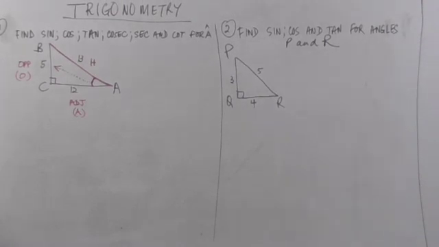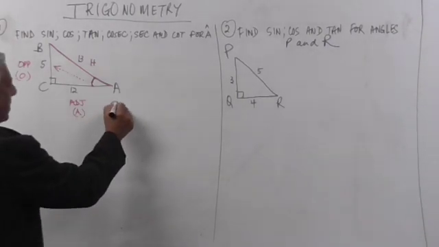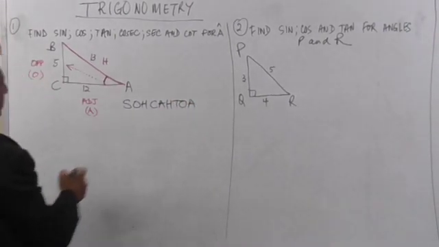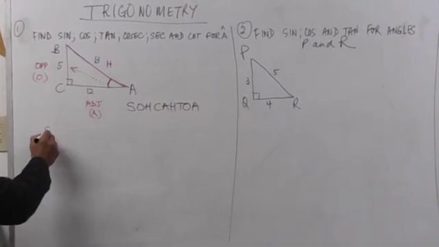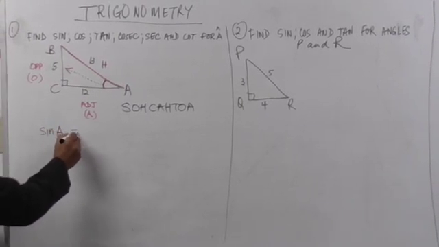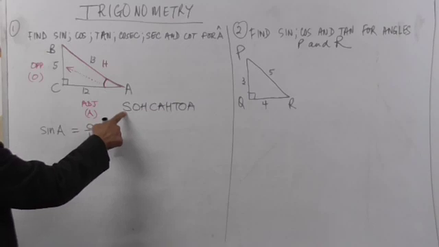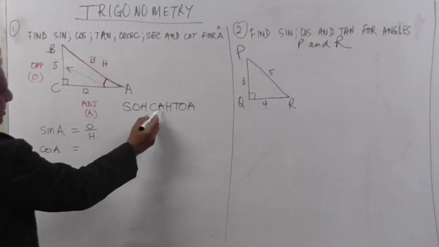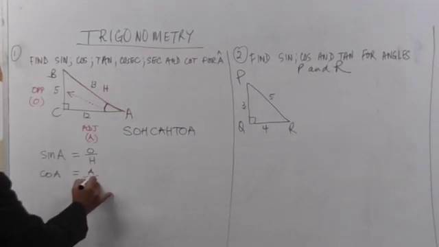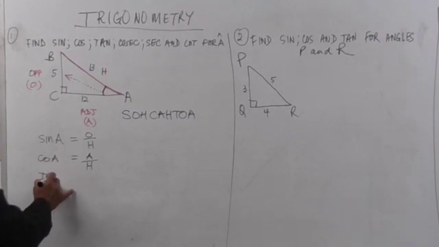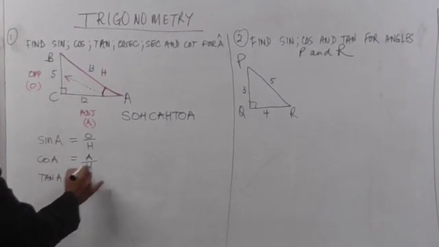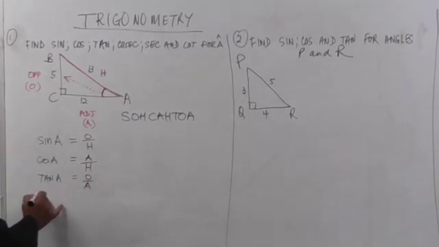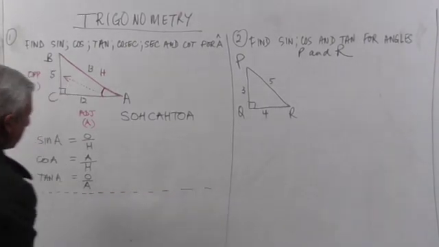Right, and now you want sine, cos, tan. So it's important for you to write down SOH CAH TOA. Now you want for angle A. So you'll say sine of angle A is equal to opposite over hypotenuse. Cos of angle A is equal to adjacent over hypotenuse. Tan of angle A is equal to opposite over adjacent. And then the next three will be the inverses.